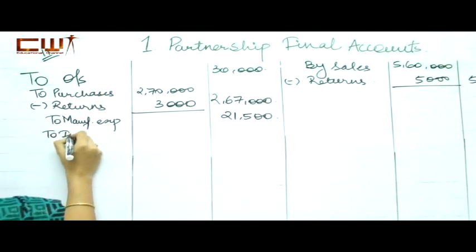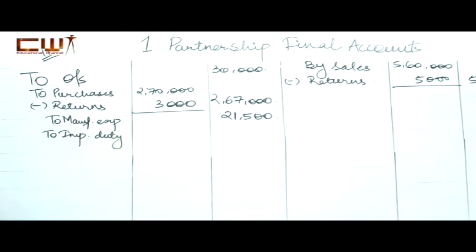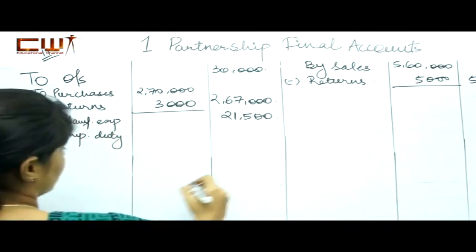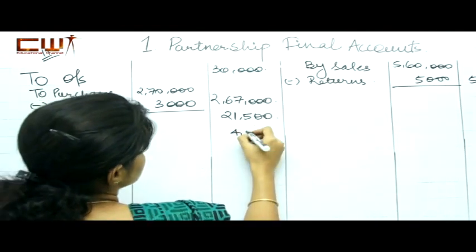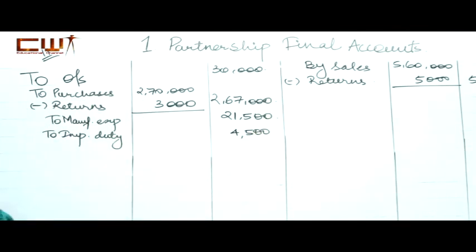So import duty, how much is the import duty given to you? 4,500. Okay, 4,500 is the import duty that is given to you. What is next? Plant and machinery won't come.